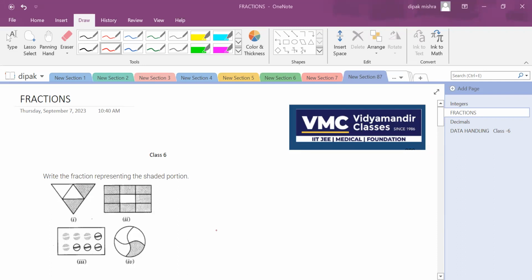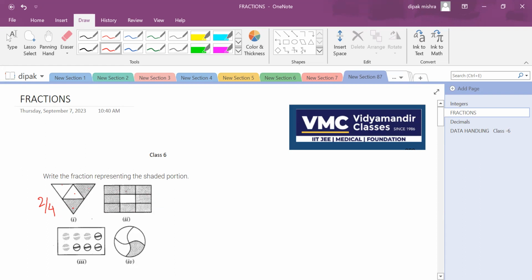Write fraction representing the shaded portion. If you see the shaded portion, 1, 2, 3, 4. So 2 over 4 is the total. Why? Because two parts are shaded out of 4. It should be 2 over 4 or 1 over 2. Now here also in the next question, how much is shaded? Now 2 over 4 can be resolved to the simplest form, 1 over 2 as well. So it will be 1 over 2.